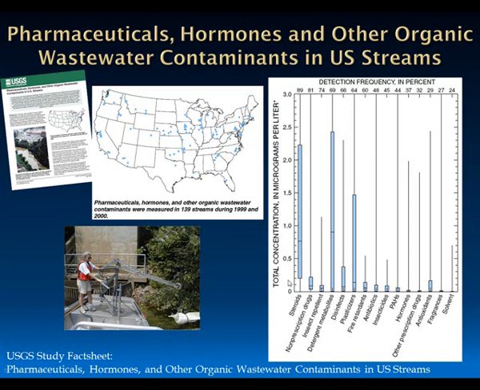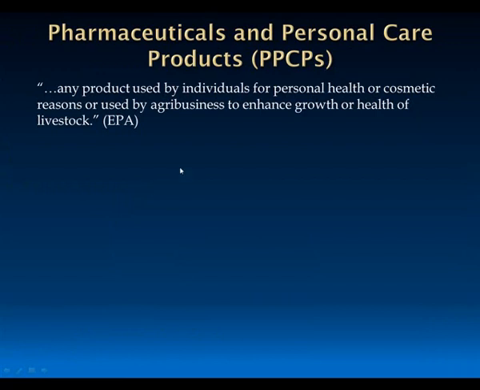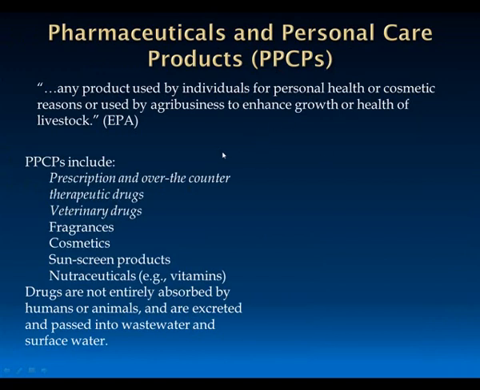So some of the big hitters here were steroids, detergent metabolites, and plasticizers in this USGS study. So pharmaceuticals and personal care products, often referred to by the acronym PPCPs, are any product that individuals will use for personal, healthcare, cosmetic reasons, or agribusiness to enhance the growth or health of livestock. And these include things that people take over the counter, vet drugs, fragrances, cosmetics, sunscreen, bug repellent, things like that.